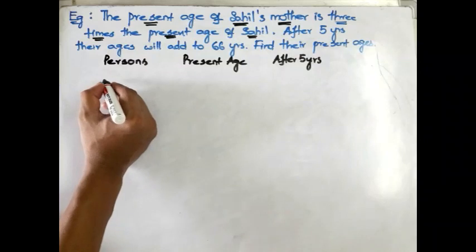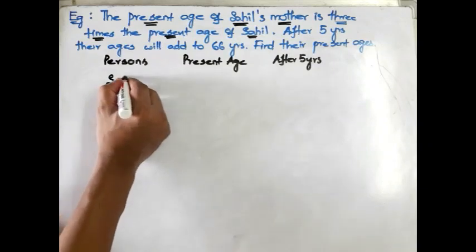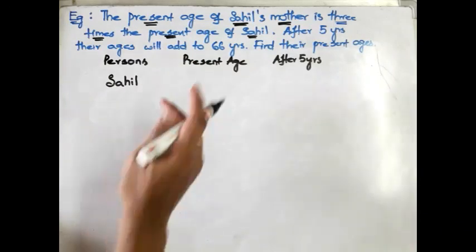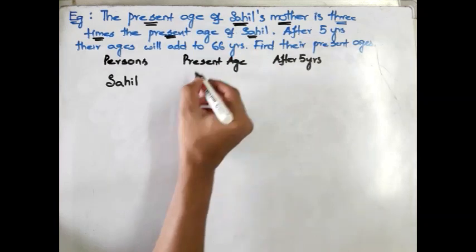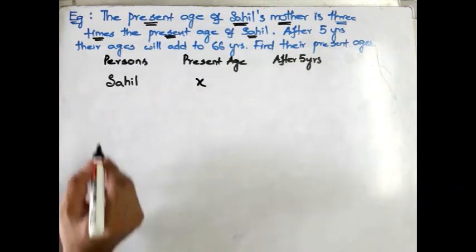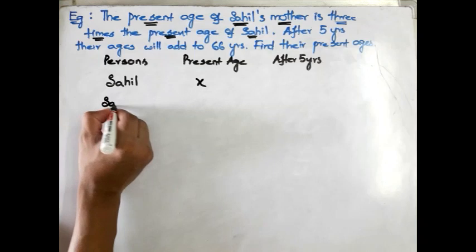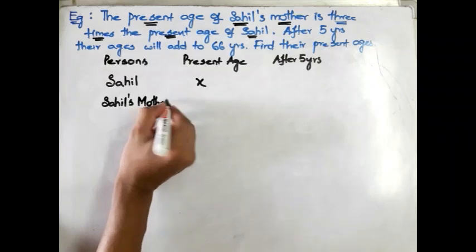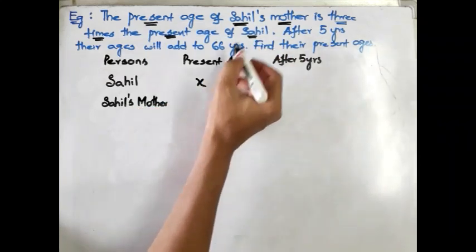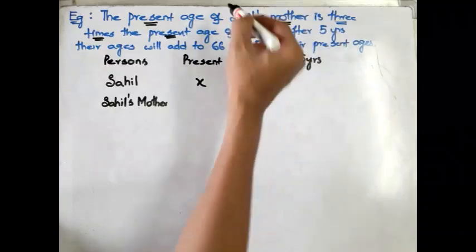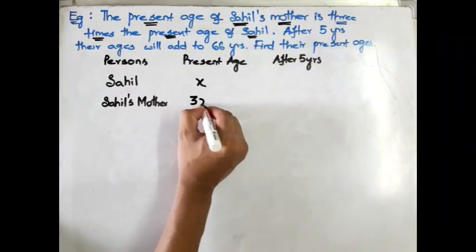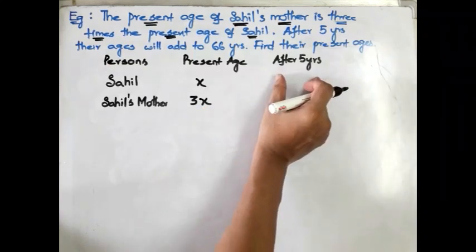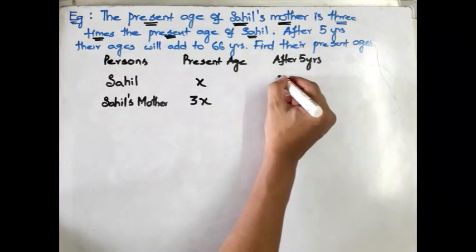Look. So the first person is Sahil. They didn't specify anything about their ages. So the present age of Sahil, for example, let us take x years. Then the present age of Sahil's mother will be, further they gave the condition that if Sahil's age is going to be x, the age of Sahil's mother is 3 times his age. That means 3x. 3 times means 3 multiplied by x. Now, after 5 years, Sahil is, after 5 years means x plus 5.